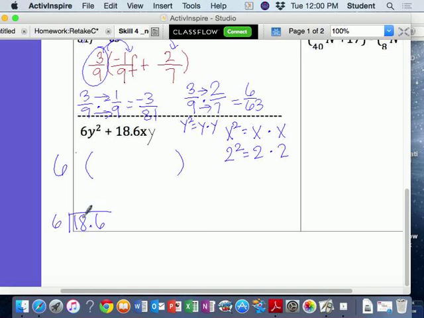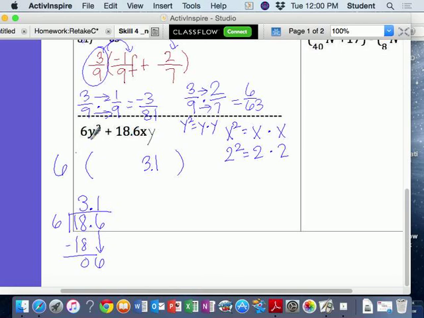6 can go into 18 3 times. 3 times 6 is 18. Pull down my 6. Make sure you bring your decimal up. How many times does 6 go into 6? Well, 1 time. So I know that 6 times 3.1 equals 18.6. Okay, so let's move to the next one.